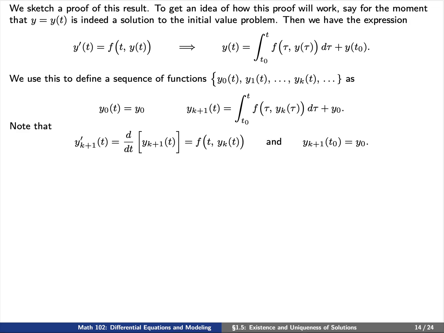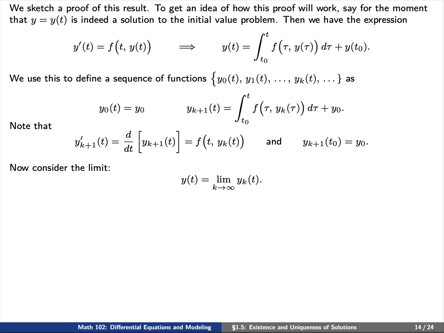Notice that if we differentiate y sub k plus 1, then by using the fundamental theorem of calculus, we see that this is equal to f evaluated at t, comma, y sub k of t. Similarly, if we plug in t equals t0, then we see that y sub k plus 1 evaluated at t0 is equal to y0. So it almost looks like these functions y sub k are the solution that we're looking for.